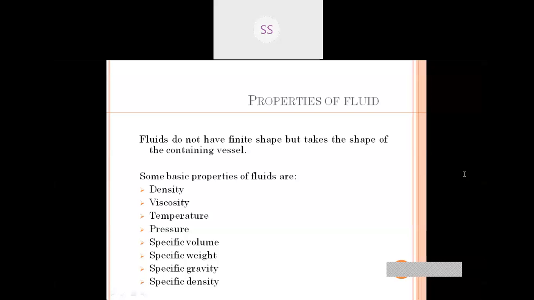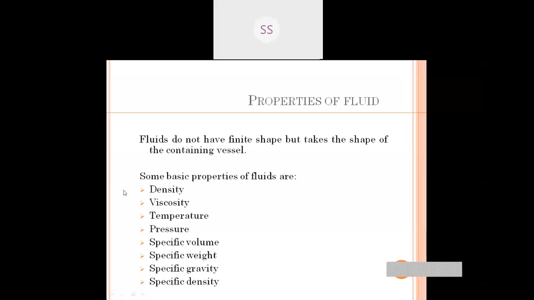So next property is specific volume. Specific volume is the reciprocal of density. I explained that density is mass per volume. If specific volume is the reciprocal of density, then what will be the formula for specific volume? Volume by mass. Yes, volume by mass.